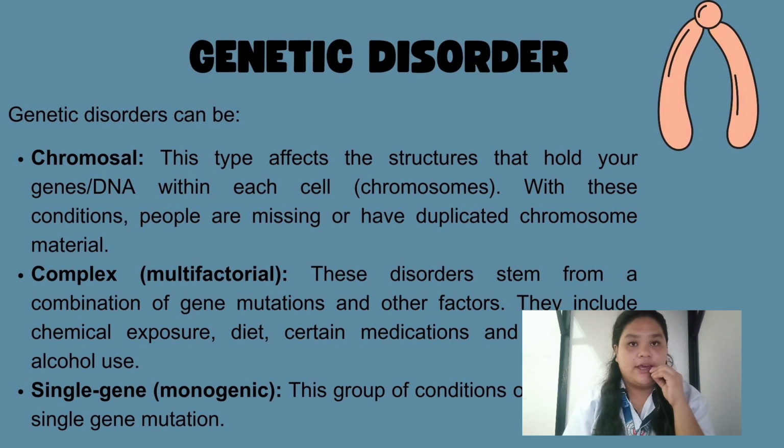Genetic disorders can be chromosomal, complex or multifactorial, and single gene or monogenic. So first, let us define what is chromosomal. So chromosomal, this type affects the structures that hold your genes or DNA within each cell, or chromosomes. With these conditions, people are missing or have duplicated chromosome material.